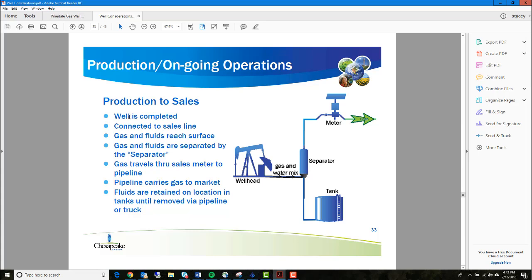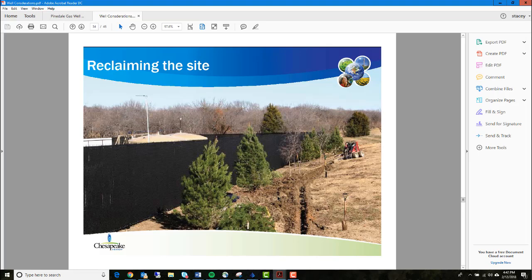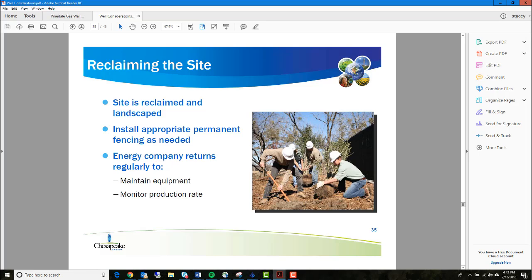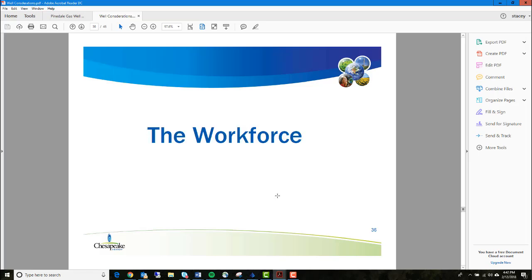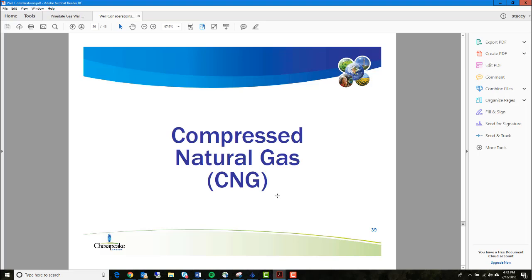So when you're flowing fluids back, the well is considered completed and now it's connected to a point of sales, and the wellhead is bringing it up. It's either manually or artificially lifted up, and then it's separated. Typically the gas will go to a meter, water will go over here, and if you do have any oil, it will go into the oil tank. Once you're finished, you're going to come back and make it look like normal earth.